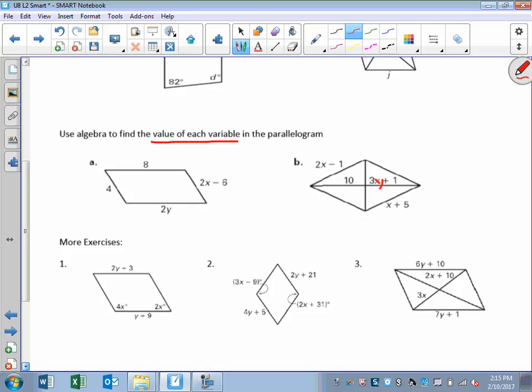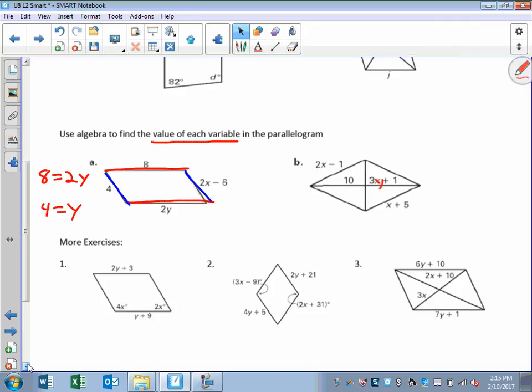So we got 8, 4, 2y, 2x minus 6. 8 and 2y are opposite, and 4 and 2x minus 6 are opposite. The properties of parallelograms tell us that opposite sides are congruent. So 8 is equal to 2y. They're the same. So 4 is equal to y.